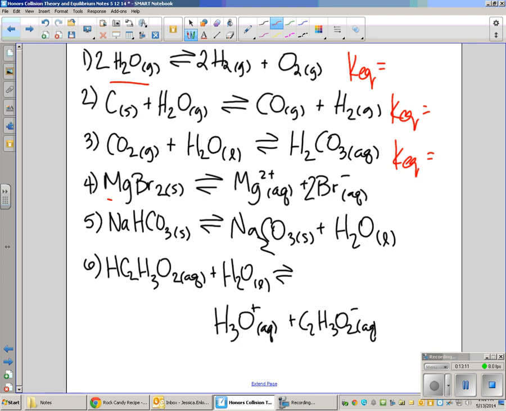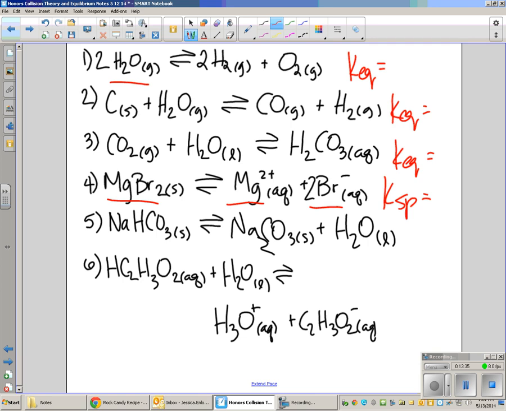Okay, so what this one is a solid dissolving into 2 ions, or more than 2 ions here, in aqueous solution. So we talk about solubility of solids in aqueous solution. We have a special name for this one. It's called KSP. SP stands for solubility product. So if it relates to solubility, like ionizing in solution, we call it KSP. We're going to go over that one extensively on Monday.